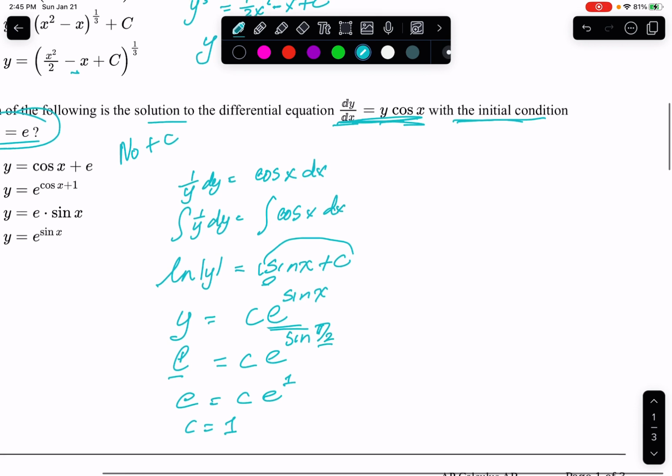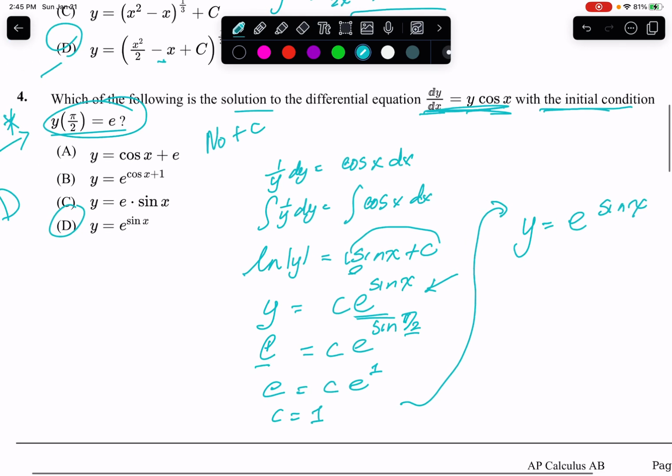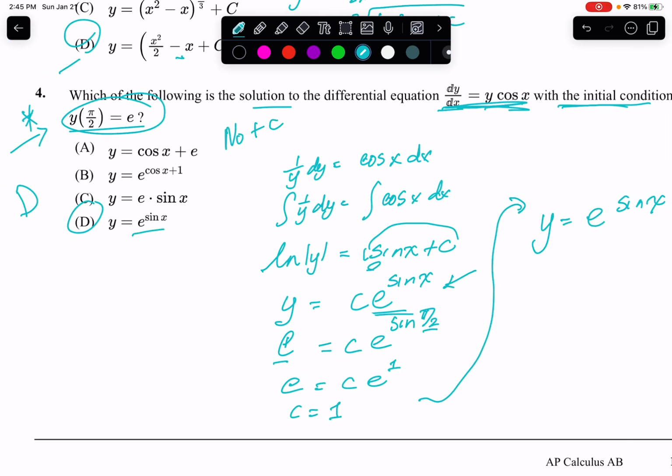So now I rewrite it with the c in there as 1. So here I was with the c, but now I have y equals 1, so I just leave it blank, e to the sine x. So there was D, e to the sine x.